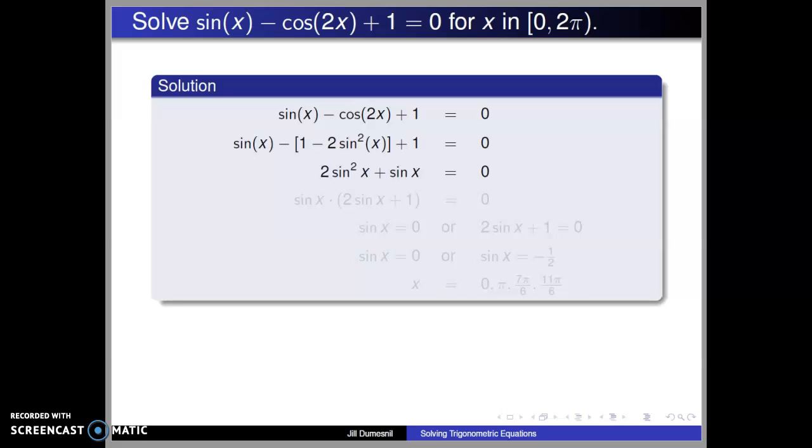Now we have a quadratic in sine x. We can factor the quadratic expression to produce a product equaling 0. Thus, one of the factors must equal 0. So either sine x is 0 or sine x is negative 1/2. These are equations we can solve using our knowledge of the unit circle. Therefore, x equals 0, pi, 7 pi over 6, or 11 pi over 6 in the interval from 0 to 2 pi.